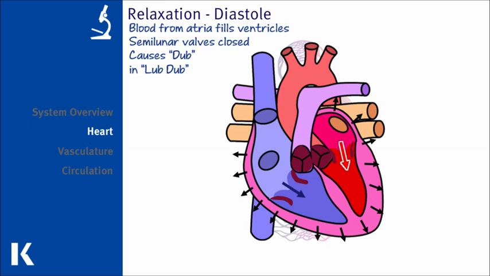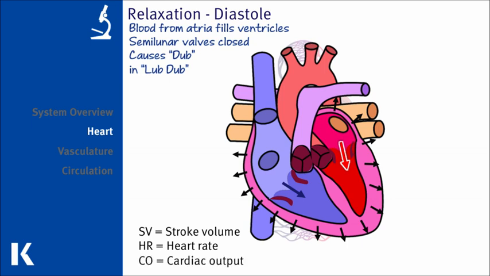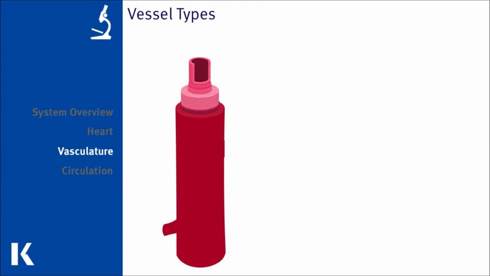Each heartbeat containing both systole and diastole will pump out a certain amount of blood known as the stroke volume. The stroke volume is the volume of blood pumped per beat. If we combine that with the heart rate, the number of beats per minute, we can determine the cardiac output. Cardiac output is heart rate times stroke volume. For a normal person with a heart rate of somewhere between 60 and 100 beats per minute, this results in approximately 5 liters per minute of cardiac output.